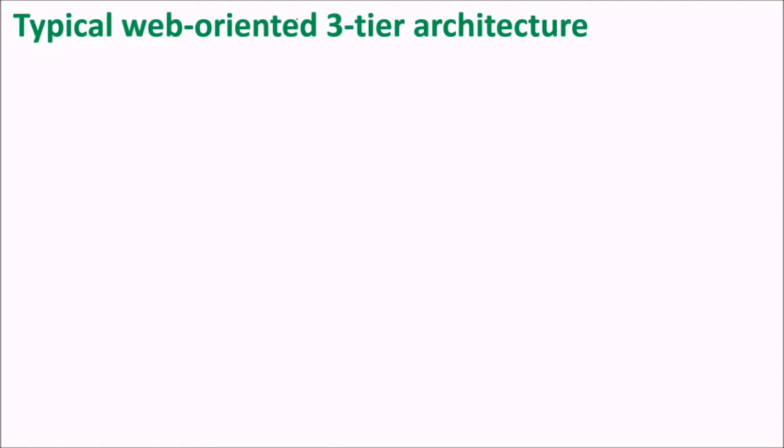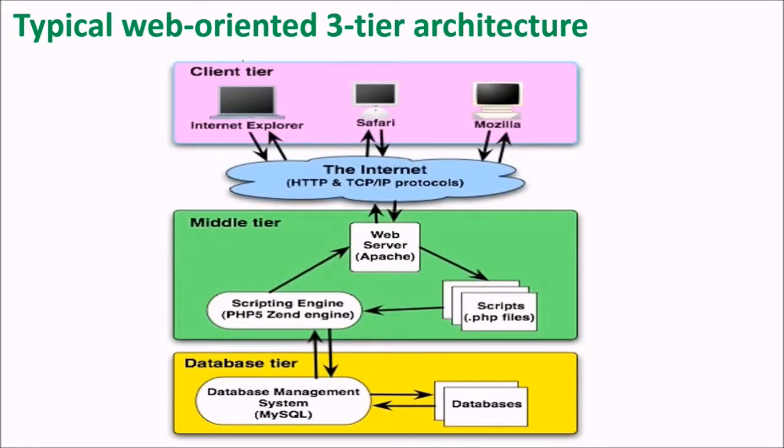In a typical web-oriented three-tier architecture, we have a client tier. By client, we are talking about the browser. So these are the systems where we use, say, Internet Explorer, Safari, and Mozilla. Then we have, of course, the Internet. Here we use the HTTP and TCP/IP protocols.